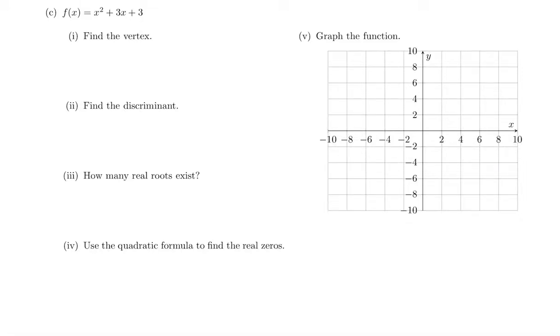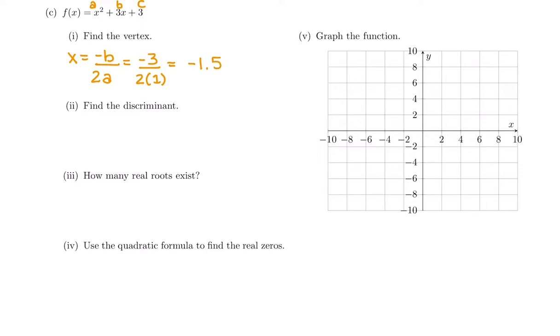Let's look at sketching and finding a discriminant and using the quadratic formula, the vertex formula, looking at a ton of things with the quadratic function. So I'm going to start by labeling this. This is ax squared plus bx plus c. The formula for the vertex is always negative b over 2a. So in this case, it's negative 3 over 2 times 1. So my vertex is negative 3 over 2, which is negative 1.5.